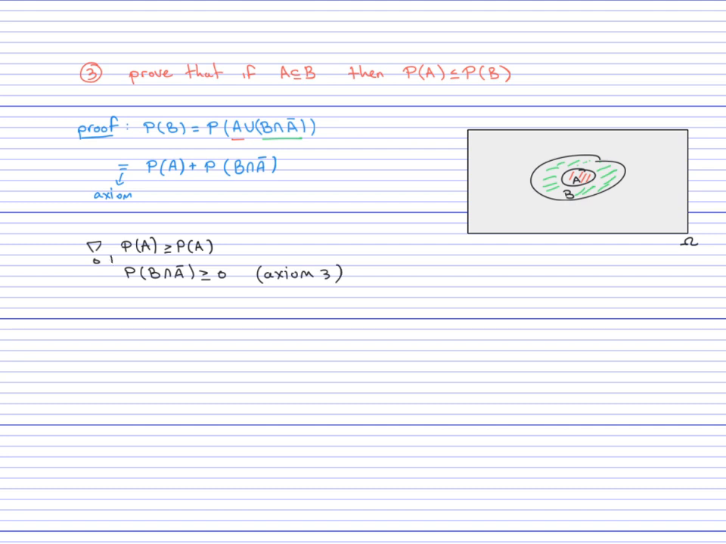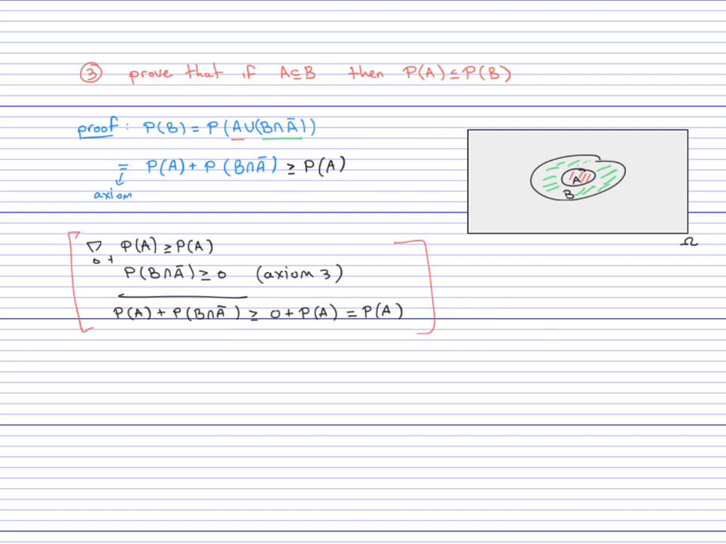So if we add both inequalities, we get that the probability of A plus the probability of B and not A needs to be at least 0 plus the probability of A, meaning the probability of A. So in the end, the probability of A plus the probability of B and not A, meaning the complement of A, needs to be at least the probability of A. And that's exactly what we need to write here. That needs to be at least the probability of A.